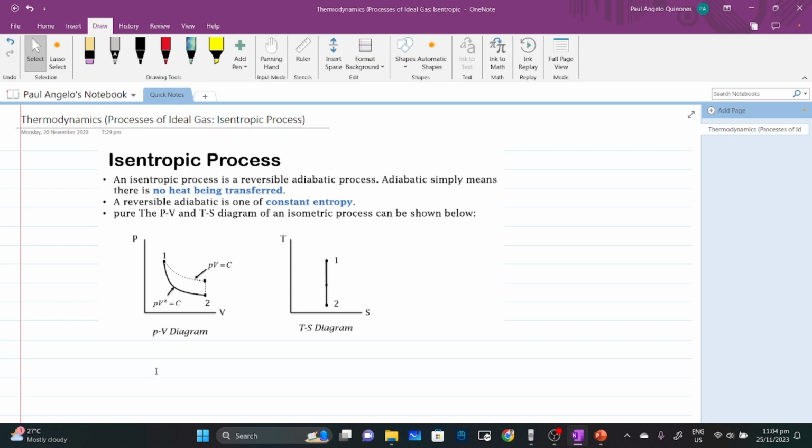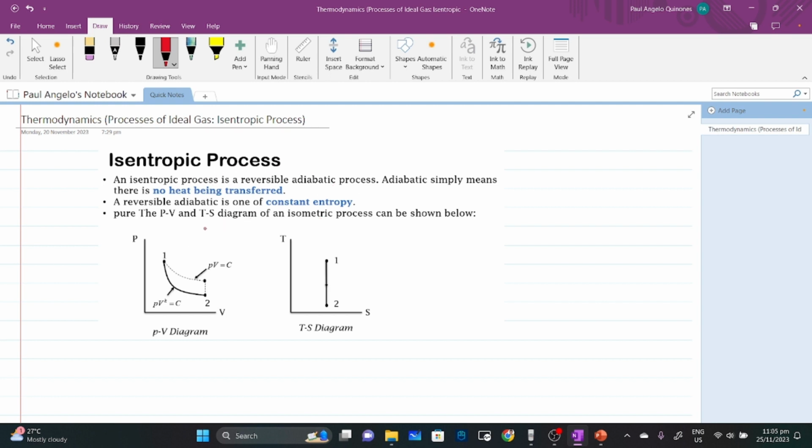Okay, so after the isothermal process, let's proceed immediately with the next process, which is the isentropic process. I would like to introduce you to two basic diagrams or charts that you need to be familiarized with when you are dealing with the isentropic process. Take note of the basic definition of an isentropic process: it is a reversible and adiabatic process wherein no heat is being transferred in your system.